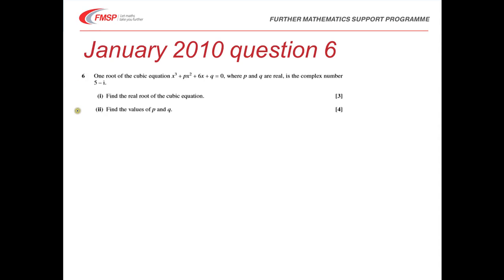So let's look at part 1. Now there are different methods in which we could do this question, but for this real root I'm going to use results from roots of polynomial equations. However, first of all, we have to write down and appreciate that if 5 minus i is a root, then 5 plus i is also going to be a root. So we have two roots which are non-real, and the third root then is going to be real.